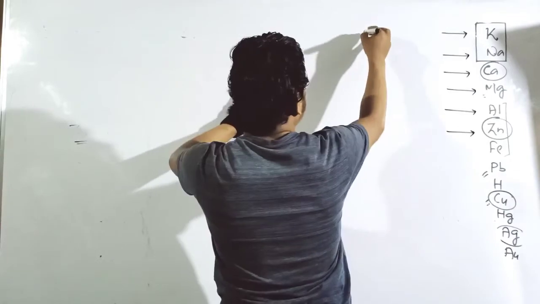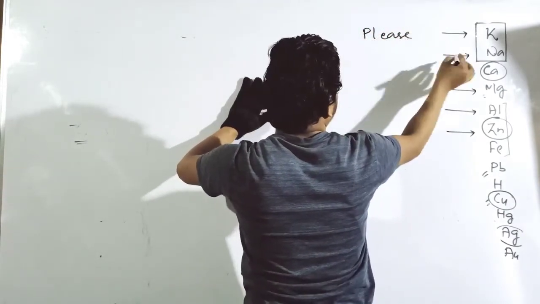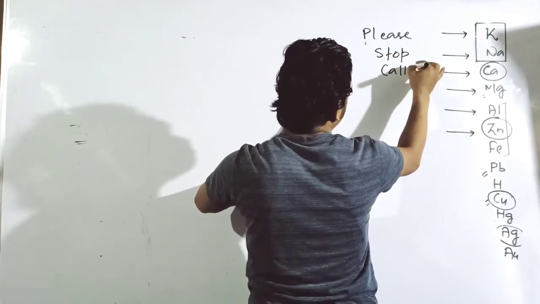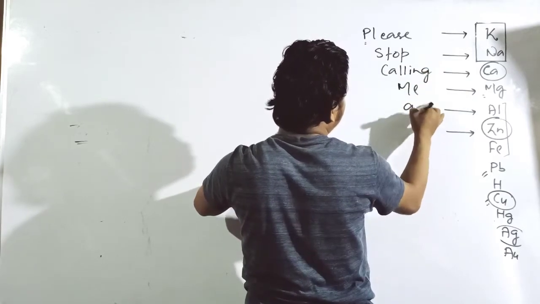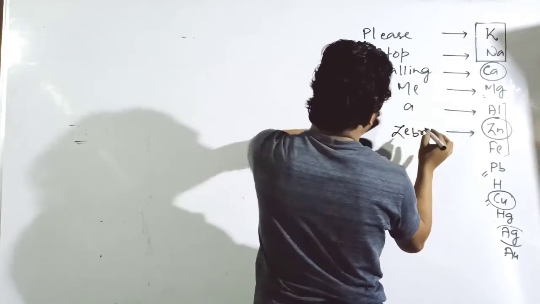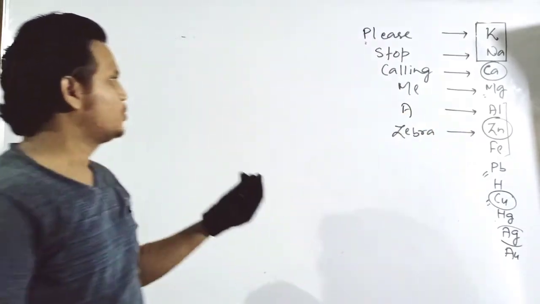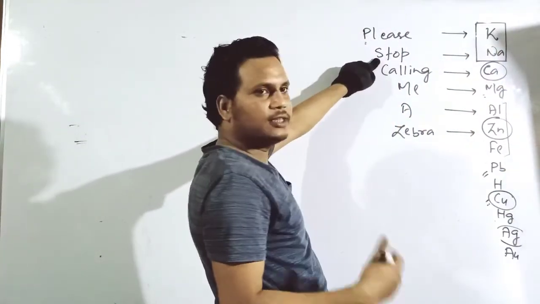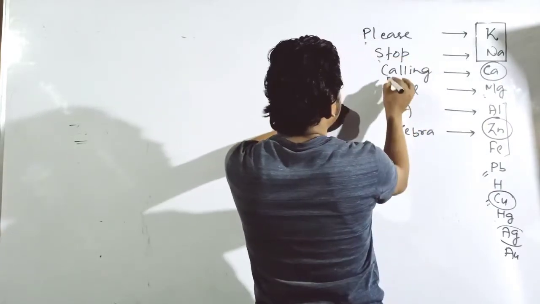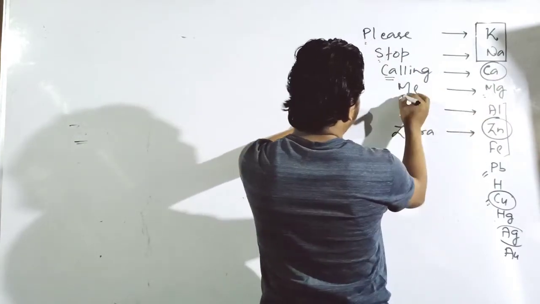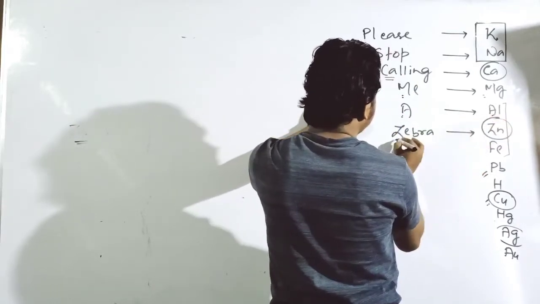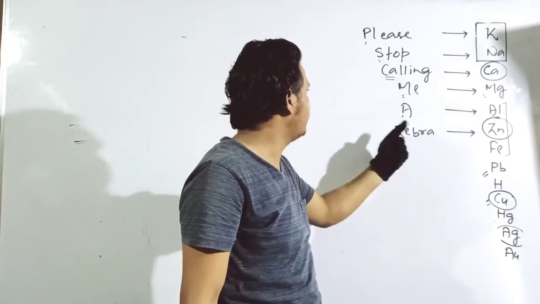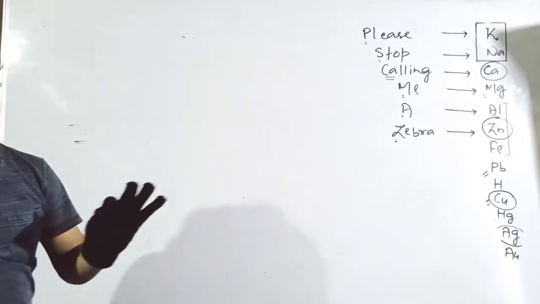The short trick is: Please stop calling me a zebra. From this, P for potassium, S for sodium, Ca for calcium, M for magnesium, A for aluminium, Z for zinc.